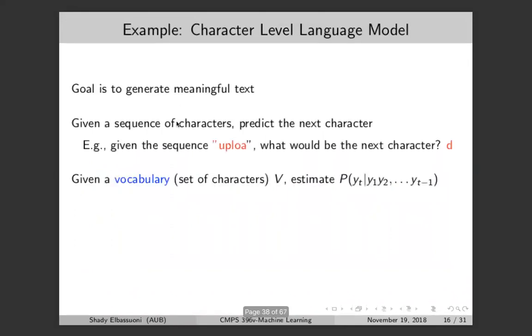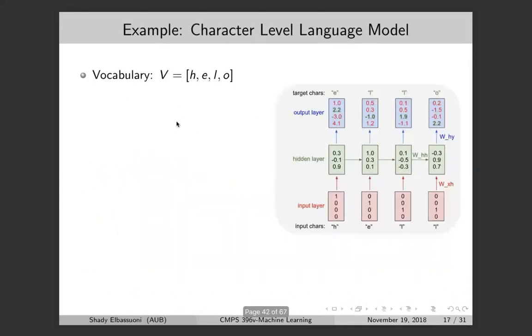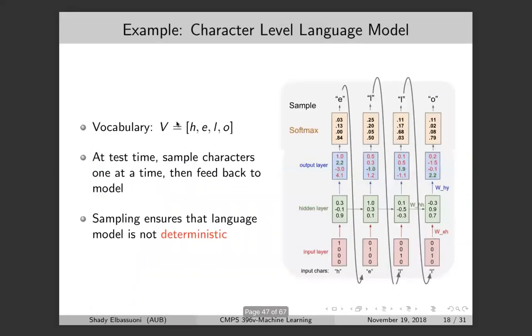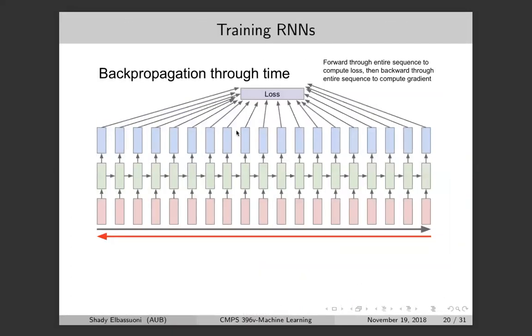Then we looked at an example, which is the character level language models. So I'm not going to repeat this. We'll go back to backpropagation through time.